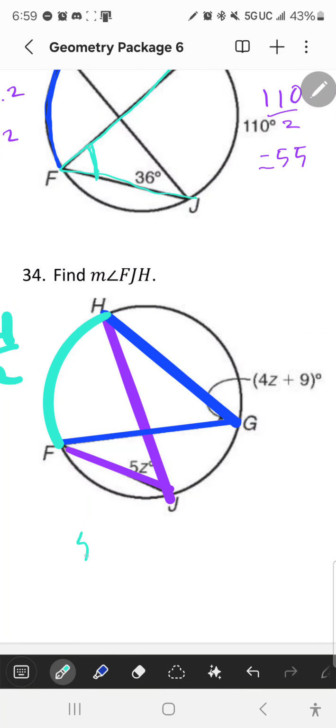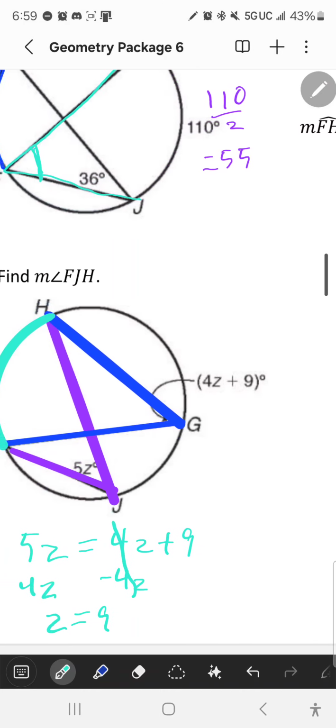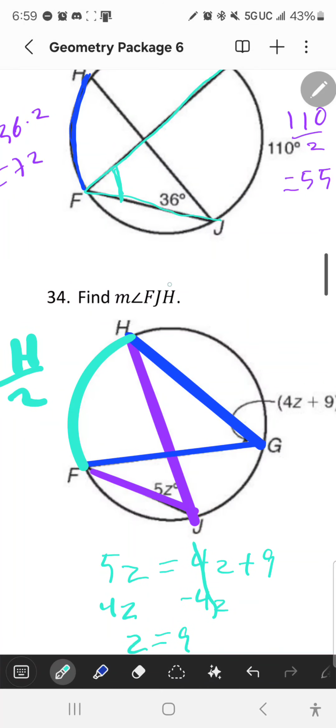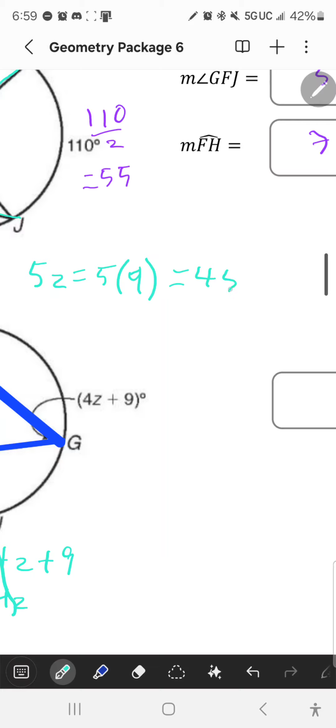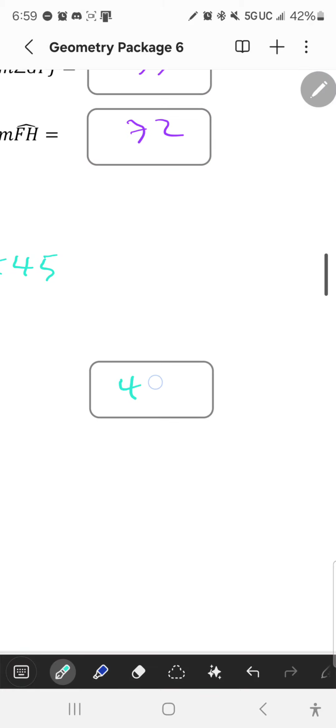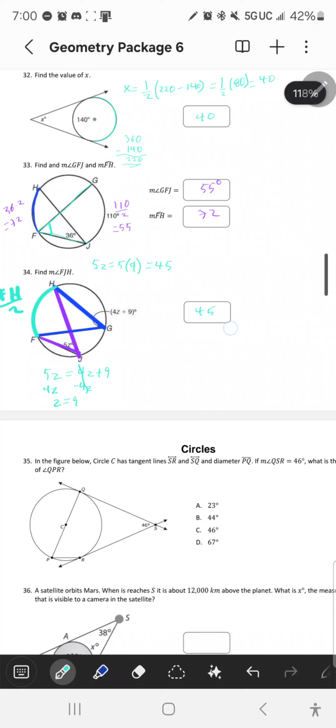So I can just say that 5z is equal to 4z plus 9. If I subtract 4z from both sides, it cancels and I get that z equals 9. So what do they ask for? They ask for the measure of FJH. So it will be 5 times z, so 5 times 9, which is 45. And this right here is our answer, 45.